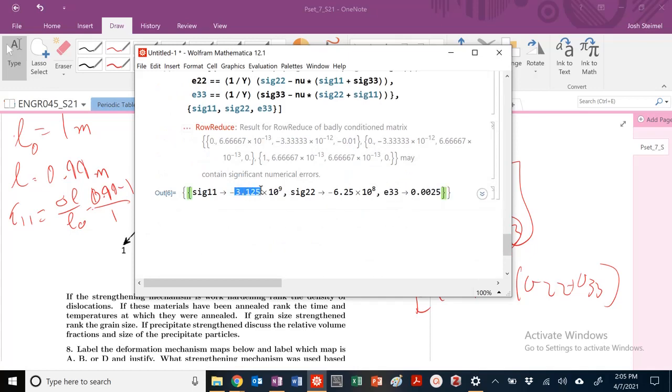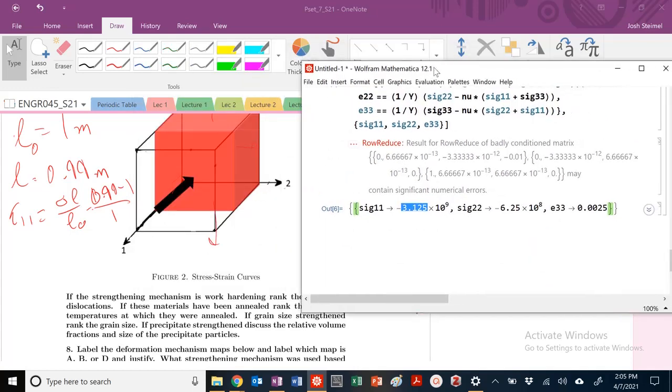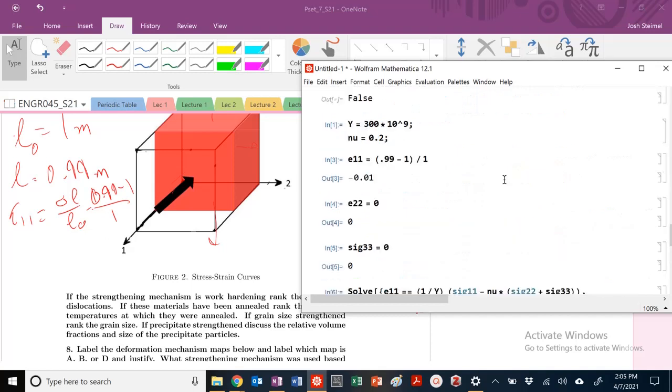So let's see if this makes sense. This is negative, we're compressing. Excellent, makes sense. In the other direction, again, we're compressing it. The material wants to expand, and the 3,3 is expanding. So this seems to make sense to me. I like it. I'm happy with this solution.